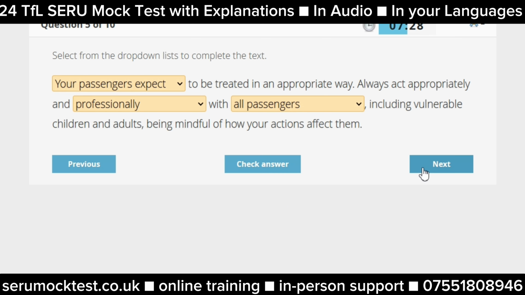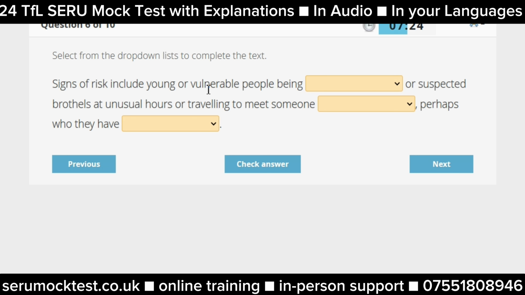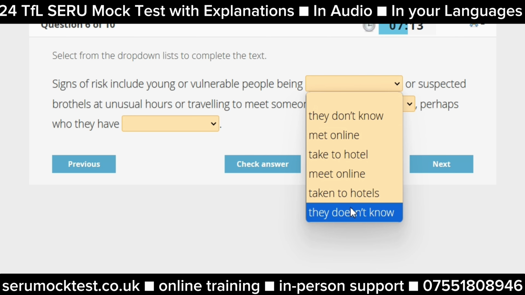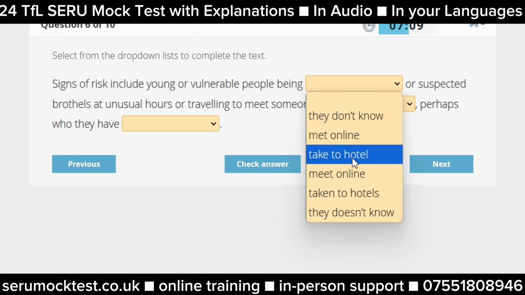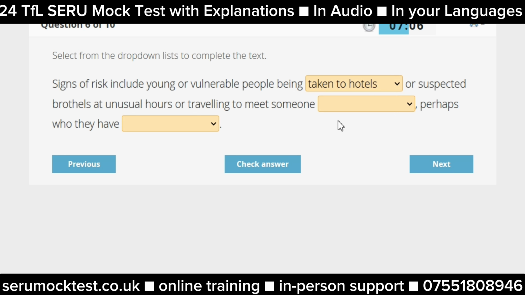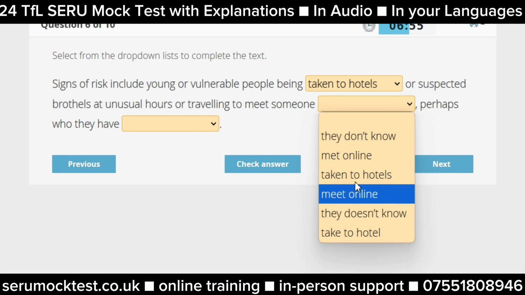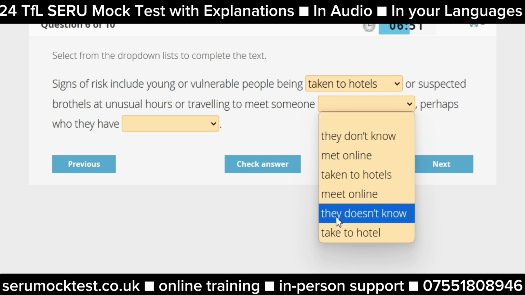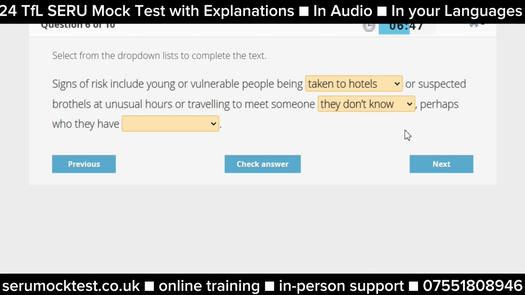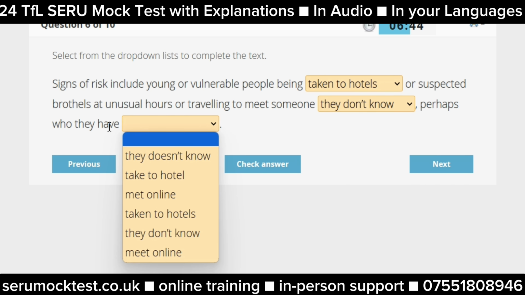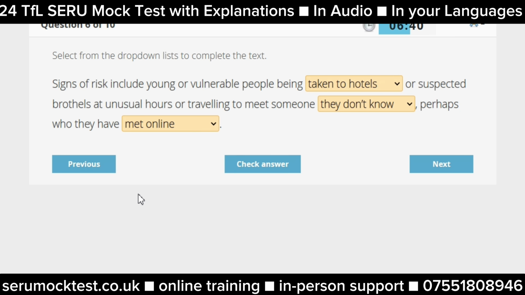So all passengers. Next. Signs of risk include young or vulnerable people being. We have done one before like this, remember? So the following verb will be with ed. After being, the following verb will be with ed. Being in the past form. Being taken to hotels or suspected brothels at unusual hours, and traveling to meet someone they don't know. They don't know makes sense because this is third person plural number. Perhaps who they have met online. After have, you have the past form of the verb used here. They have met online.